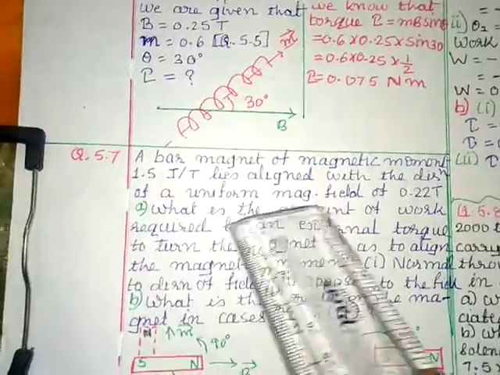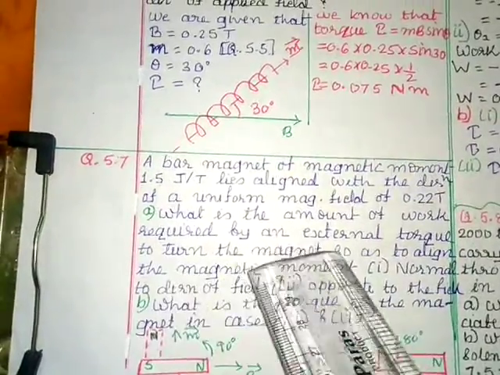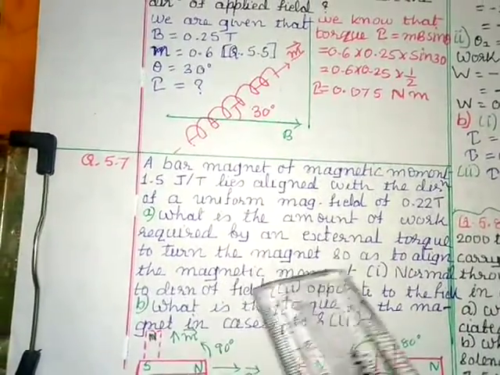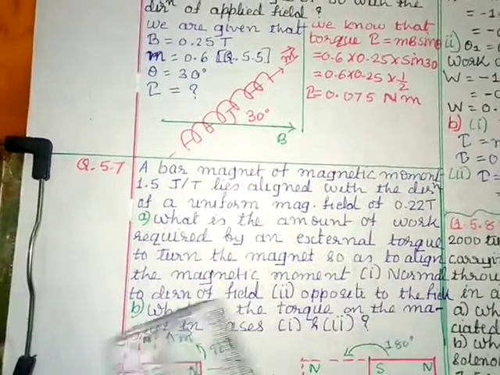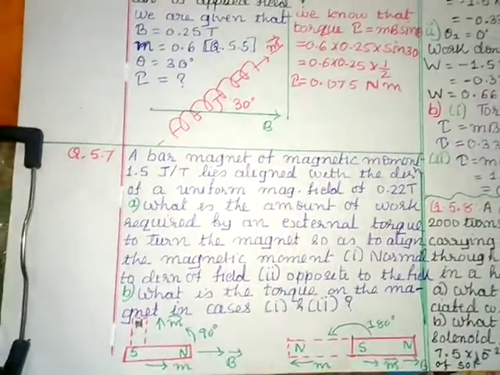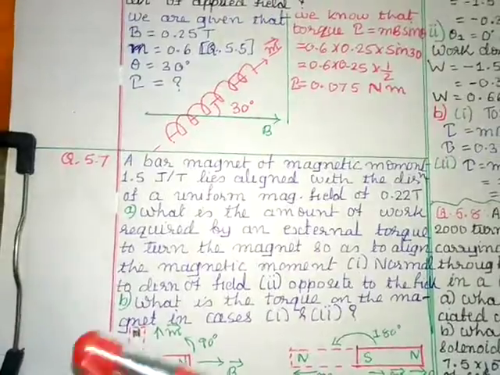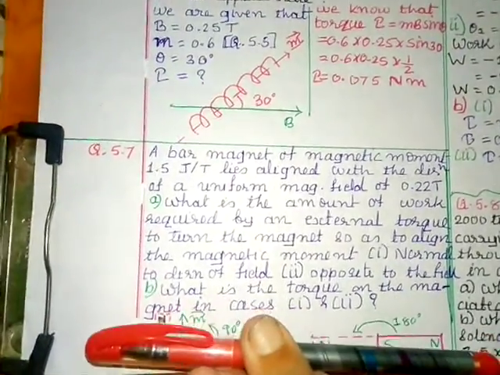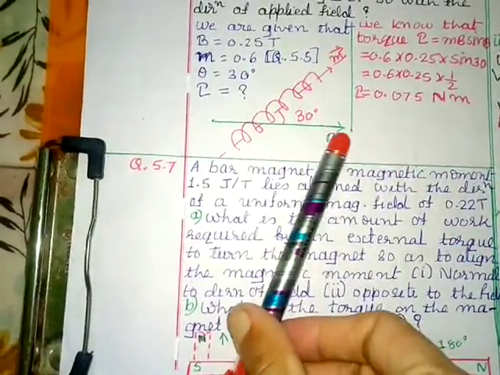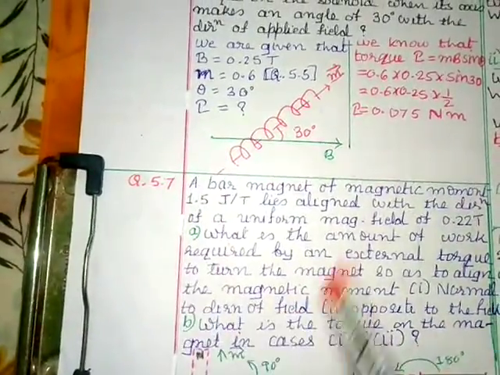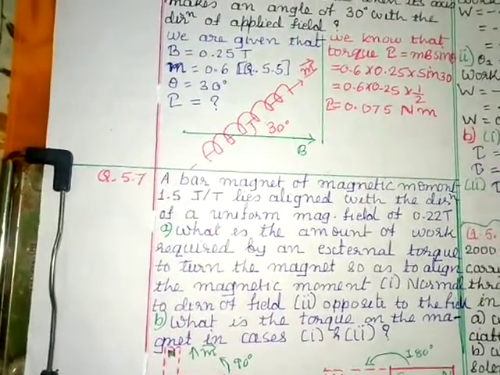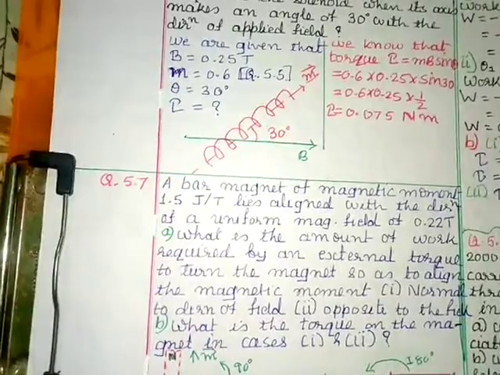Number A. What is the amount of work required by an external torque to turn the magnet so as to align the magnetic moment? Number 1, normal to the direction of field. Number 2, opposite to the direction of field. Now, the first case they are saying bar magnet is aligned with the magnetic field in this direction. But you are turning it, giving the torque and turning it 90 degree, normal, in this direction.